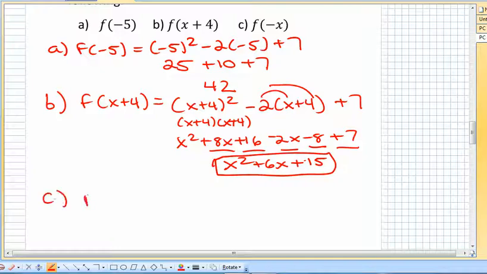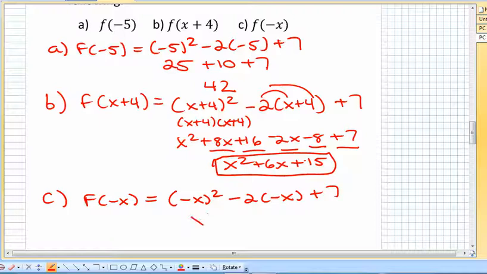Part C, it says f of negative x. So that means everywhere you see an x, you put a negative x in. So I get negative x squared minus 2 times negative x plus 7. Well, negative x squared is positive x squared. Negative 2 times negative x is plus 2x plus 7. That is your final answer.